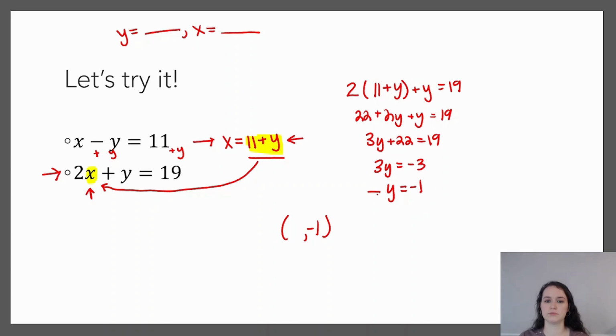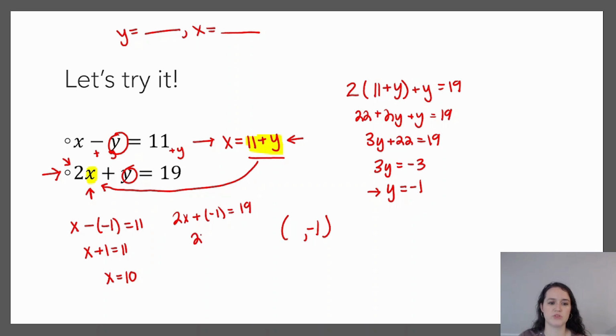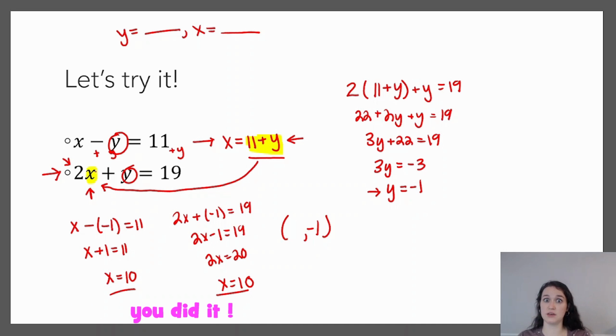So I'm going to take this negative 1 and plug that into either this y or this y. You pick. I'm going to pick the top one because it looks a little bit easier, but I'll do both so you can see what happens. So I have x minus negative 1 equals 11. So x plus 1 equals 11, so then x equals 10. Now I'm going to plug it into the second equation, just to check. So I have 2x plus negative 1 equals 19, so 2x minus 1 equals 19. So 2x equals 20, x equals 10. Oh good. So both times I solve this, either the top equation or the bottom equation, I'm getting x equals 10, which means I've solved it correctly because I got the same value.